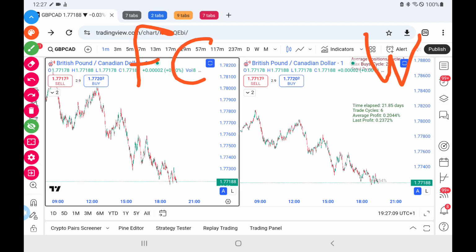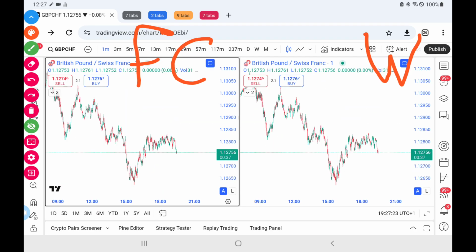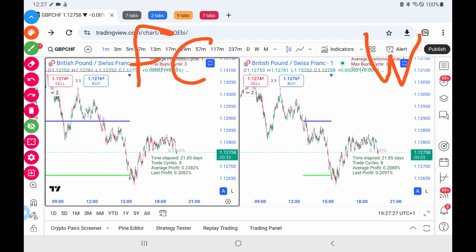So we can clearly see just how interesting this process really is as we continue to go through all of these different pairs. I'm probably going to complete just the British pound section, but really I think we can see already the stark differences between the full candle trading approach and the wick trading approach.